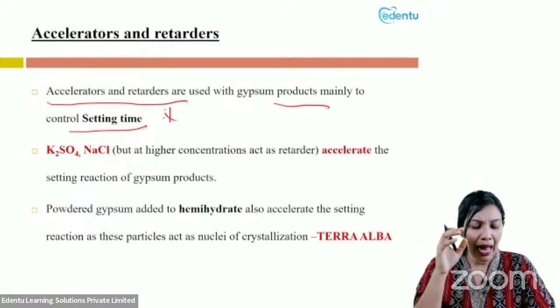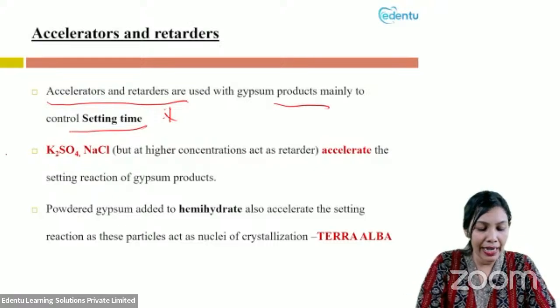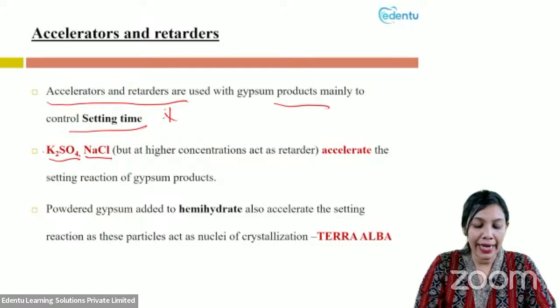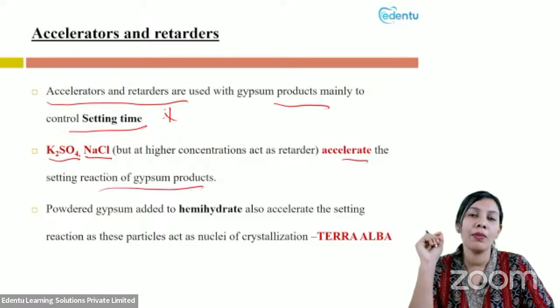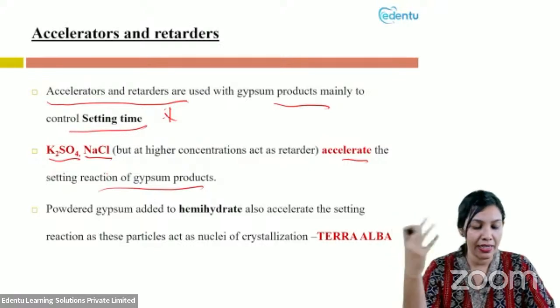Some of the accelerators, which enhance the setting reaction, are K2SO4, that is potassium sulfate, and sodium chloride, which accelerate the setting reaction of gypsum product. If we put a small amount of sodium chloride and K2SO4, there will be a decrease in the setting time.